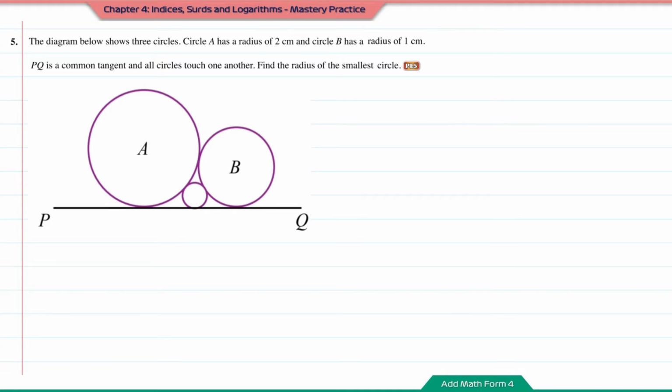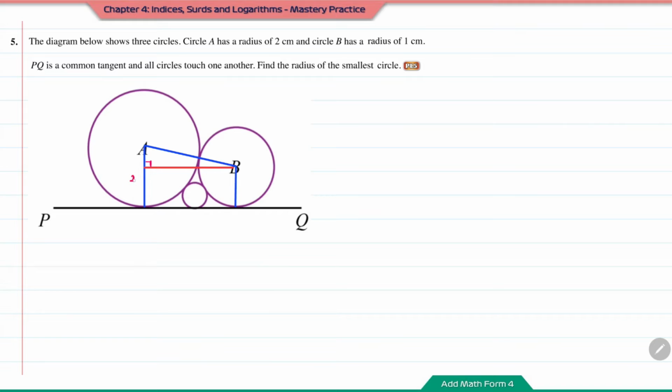So first I'm going to draw a straight line that connects the tangents to the center of the circle A and B. Next, I'm going to draw a straight line that connects the center of A to B. So next, I'm going to draw another straight line here. So this horizontal line here is going to create a right angle triangle here. So now I'm going to label the information that I have.